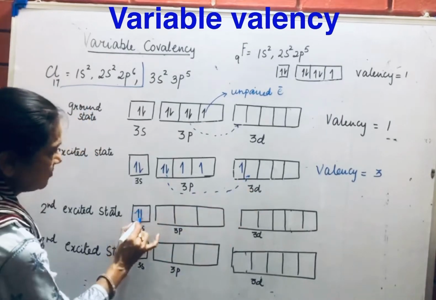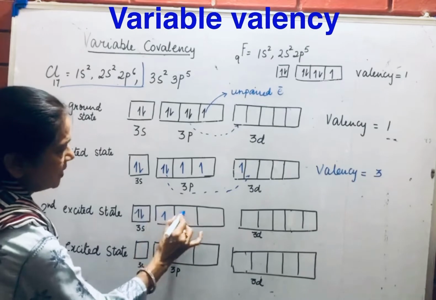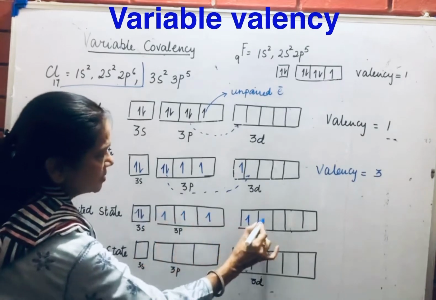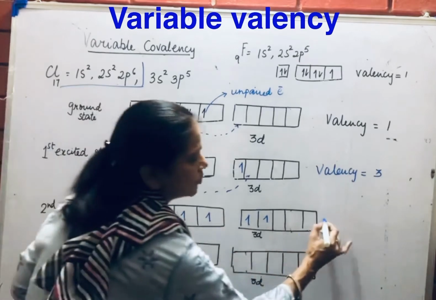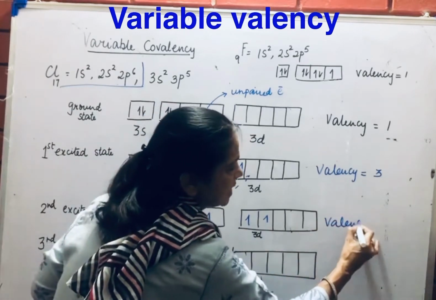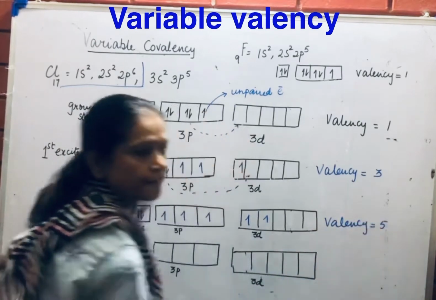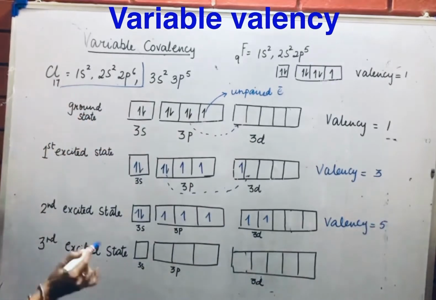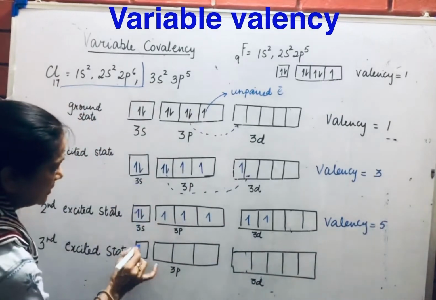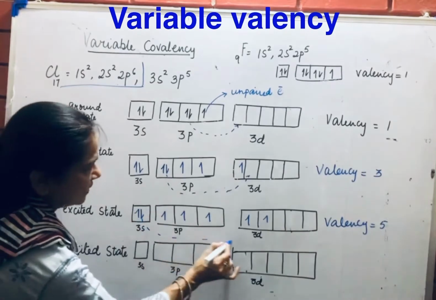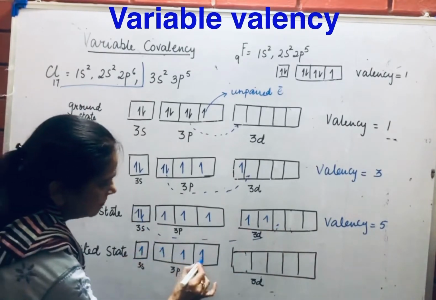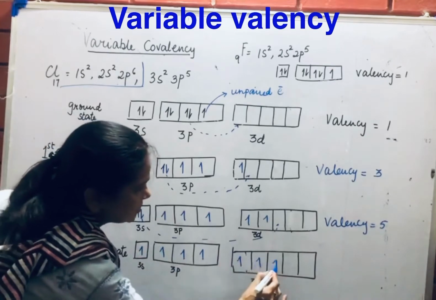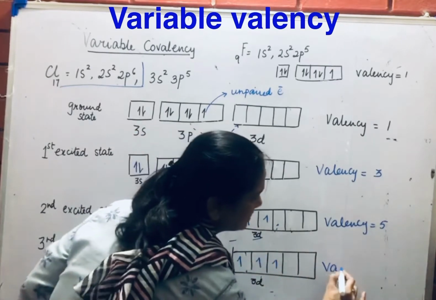In the second excited state, I'll shift one electron more here. So these are paired, but this becomes unpaired, unpaired, unpaired here and here. So now there are 5 unpaired electrons. So I'll say valency has become 5. And now I'm shifting this electron also here. So all of them become unpaired electrons, and so now valency becomes 7.